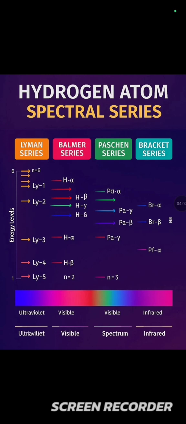A few things you need to understand: whenever the electron falls to the lowest energy level, n1 equals 1, you get higher energy, which is UV light. Whenever n equals 2, you get visible rays, and after that you pretty much get infrared or microwaves. This is a very important concept about the spectral series of the hydrogen atom.